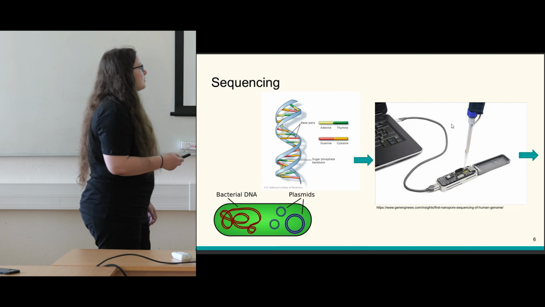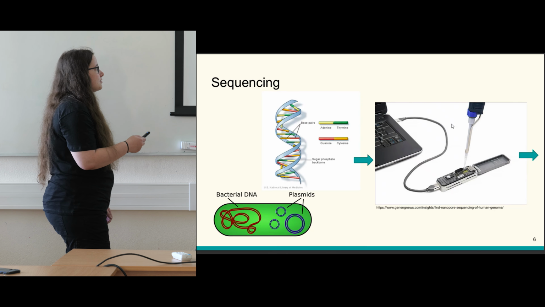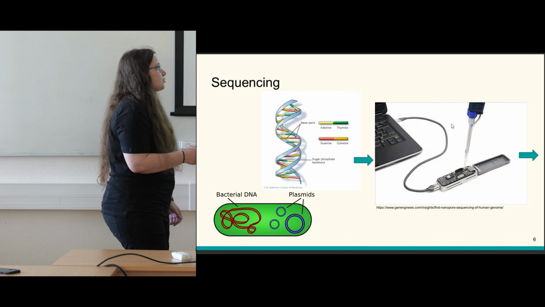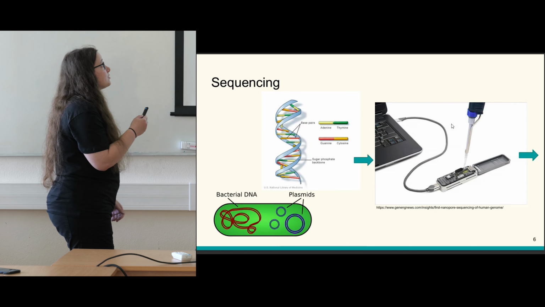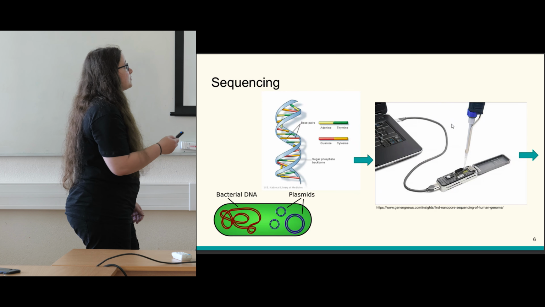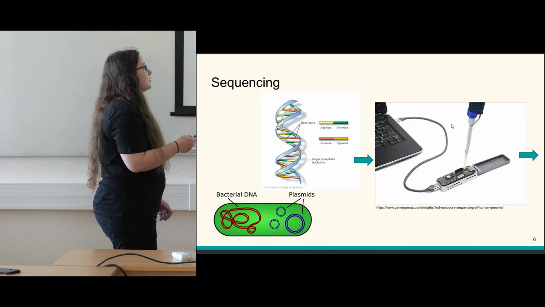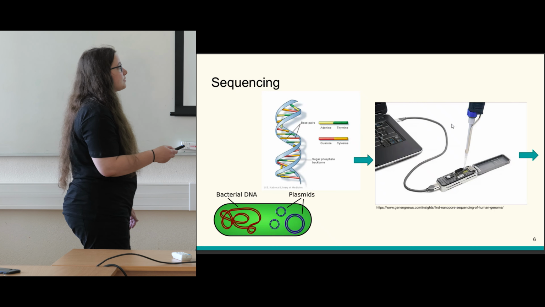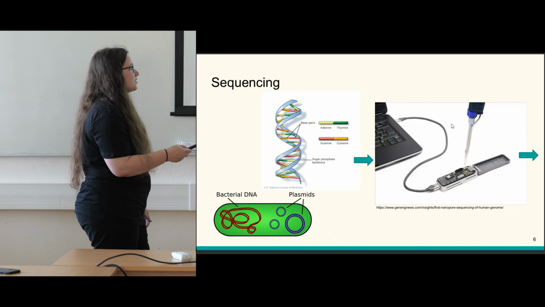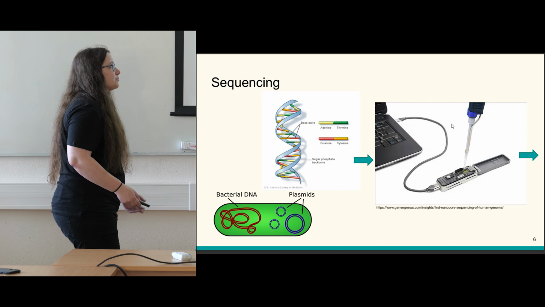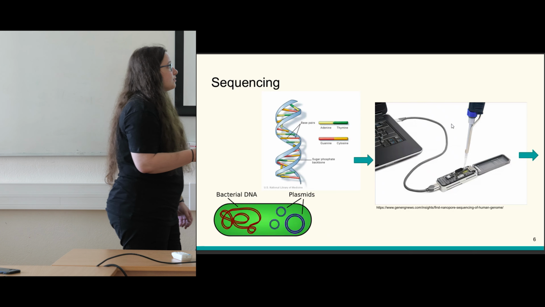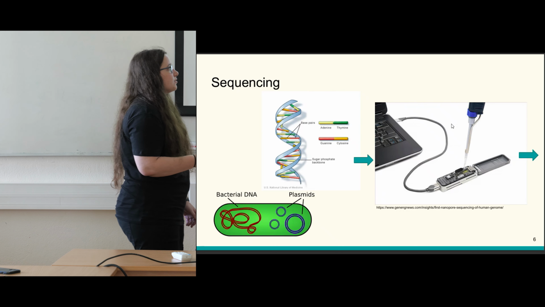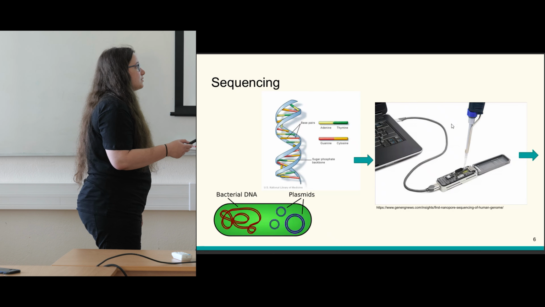Now, how do we get the information from such bacteria if we want to analyze them computationally? This process is called sequencing. So we have some DNA molecule in the bacteria or another organism, and then using some sequencing device, there are many platforms for sequencing, we can get this information to the computer. We are working specifically with nanopore data.